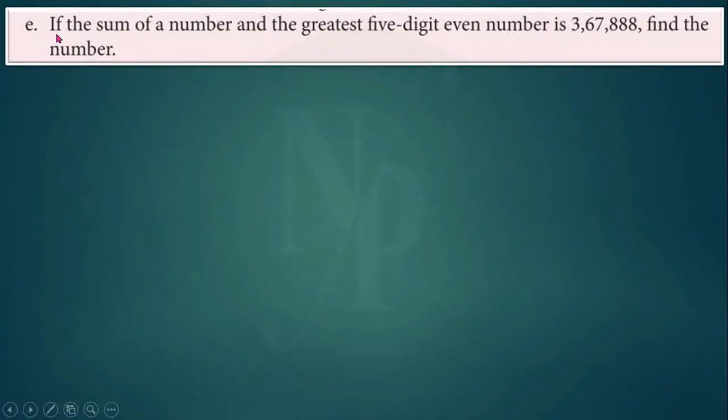E. If the sum of a number and the greatest 5-digit even number is 3,67,888, find the number. So here, the sum of a number which is not known, we have to find this, and the greatest 5-digit even number. So if we add these two, the sum should be equal to 3,67,888. So we have to find that number.